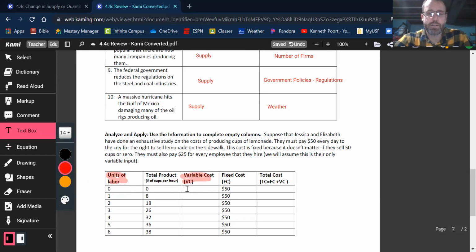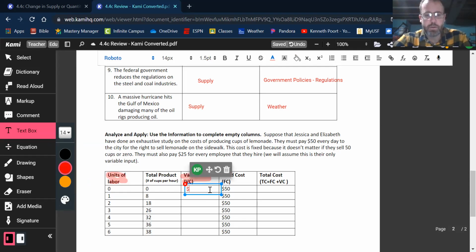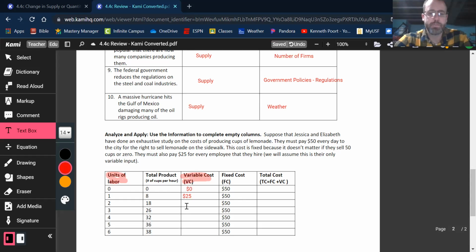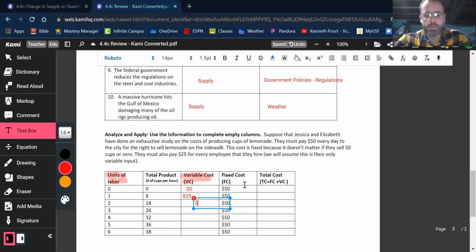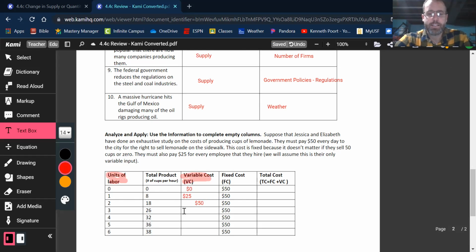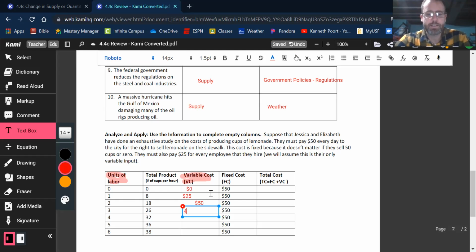All right, so if I have 0 units of labor, my variable cost is going to be $0. I have 1 unit of labor, 1 times 25. It's going to cost me $25 for labor. I have 2 units of labor. I know it's going to cost me 25 times 2 because it goes back to $25 per employee. If I have 2 units of labor, 25 times 2 is 50. And you'll see how it moves on.